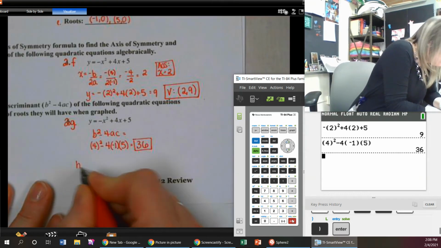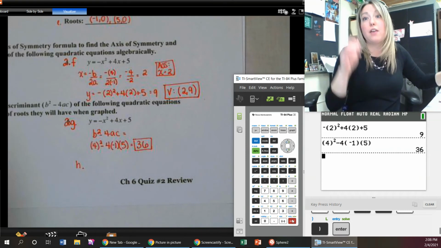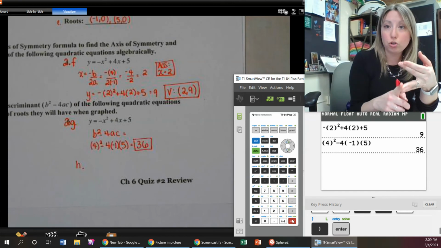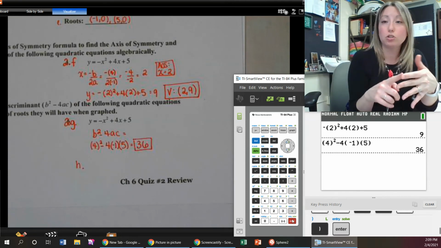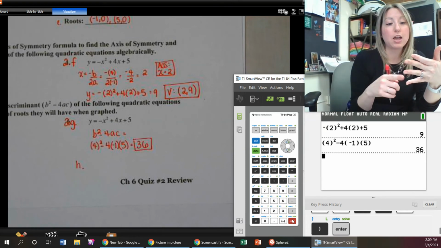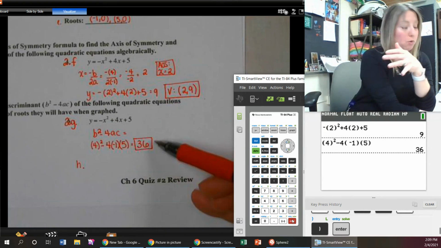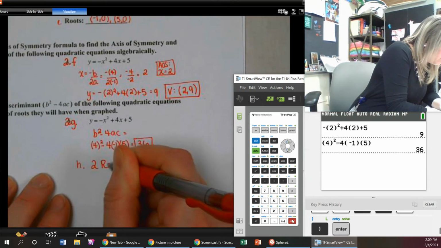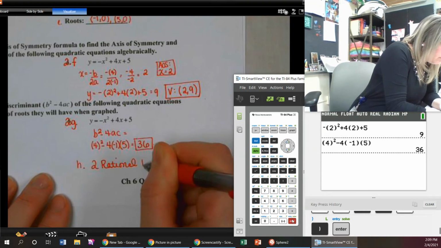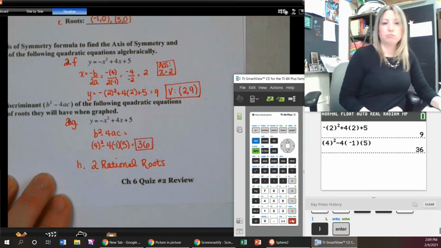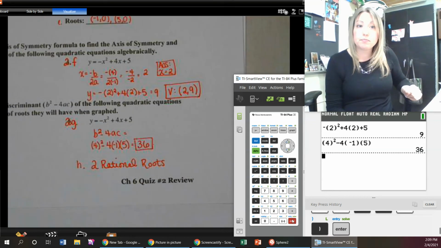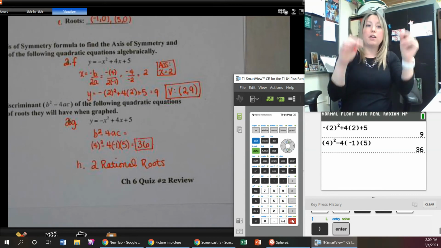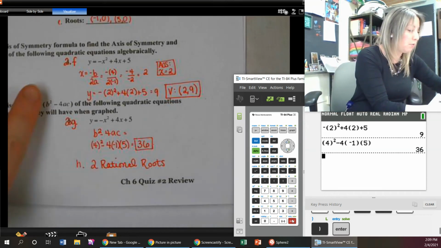Now part H is describe the type of roots, and that's going to be a multiple choice. So remember that your choices are 2 rational, 2 irrational, 1 real, 2 imaginary. If you have a positive perfect square, like we do, as your discriminant, that's 2 rational roots. So that would be the choice that you'll pick. Okay, so notice I'm just showing you these are all number 2, and then these are each of the parts, and we go all the way to K, so we've still got a couple left.